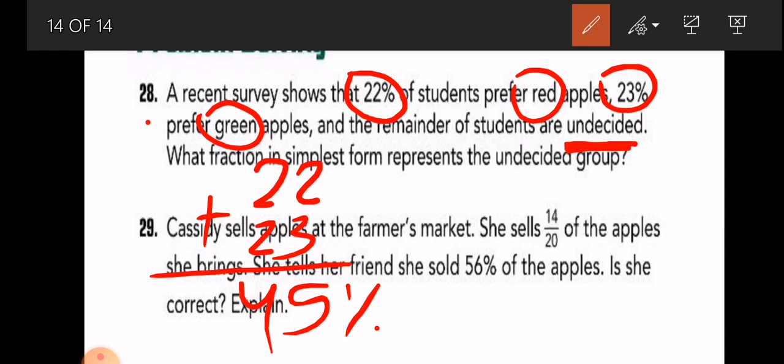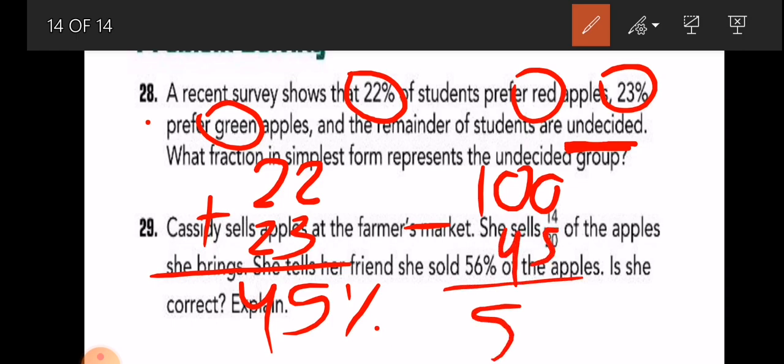This means that they are decided. And I want the undecided part, which is the rest. The rest of what? The rest of the 100. So 100% minus the 45. If you did the subtraction, you will get 55% remaining. So the undecided part, it's 55. But they want this one as a fraction in the simplest form. So after I got that, they are 55%.